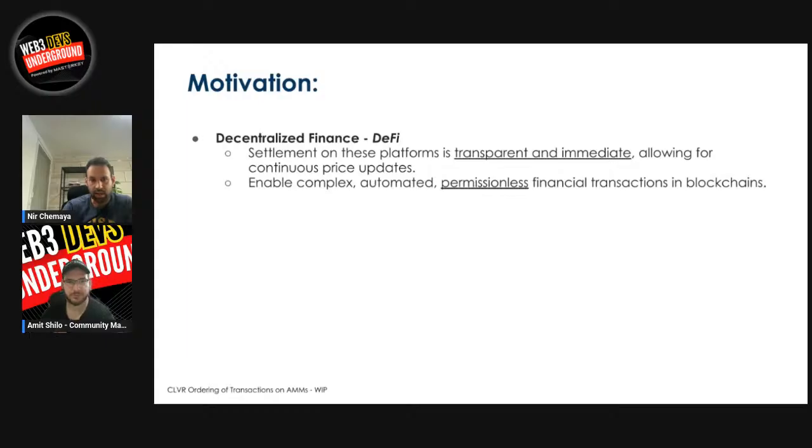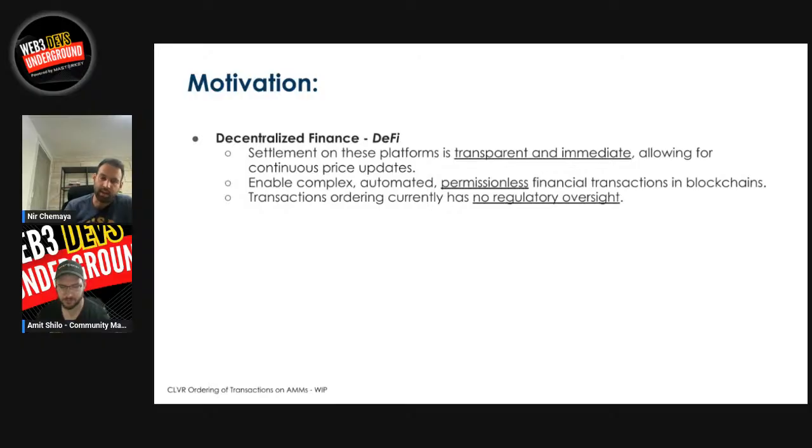Another thing that I like in DeFi is that blockchain networks such as Ethereum that allow you to execute code and smart contracts give us the opportunity to do automated, permissionless transactions, which we will explain later with how AMM works.